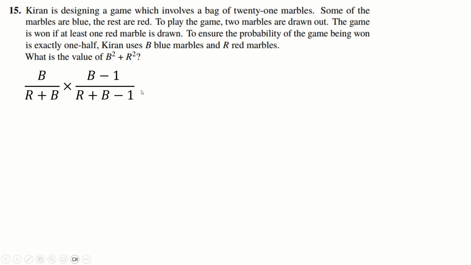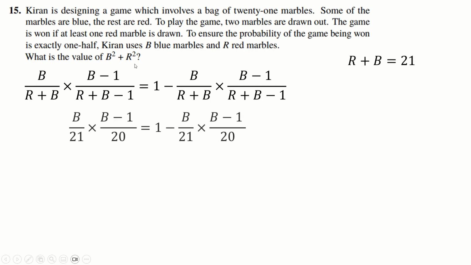Now that must be equal to the probability of winning. But of course, that's just 1 minus the probability of taking 2 blues. So I'm just going to write 1 minus the same thing. Now r plus b is 21, so you can simplify all this down to this. So the probability of taking your first blue is this, and the second blue is that, equal to the probability of 1 minus what you just did, because it says that the probability of losing is equal to the probability of winning.